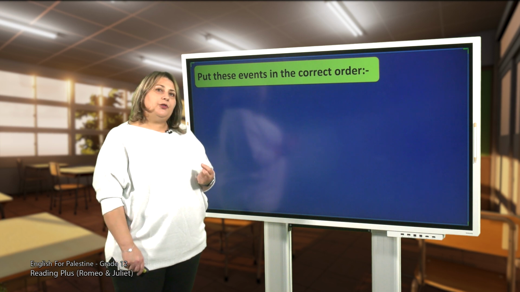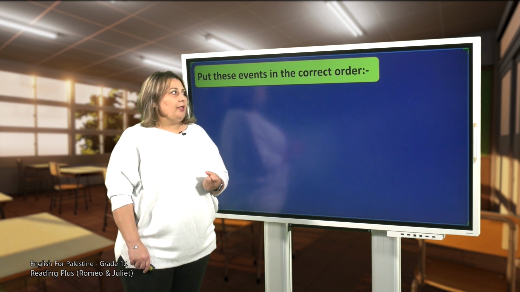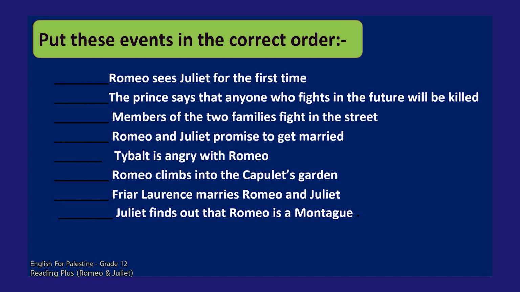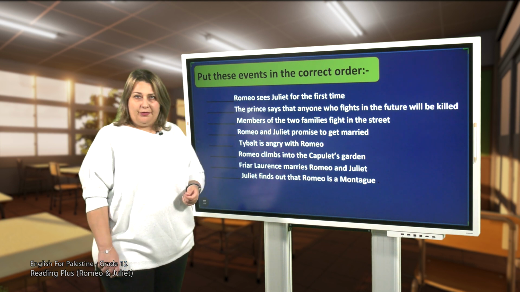Now, you're going to do an activity for us, and this is going to be about the events of the play of William Shakespeare, Romeo and Juliet. So, put these events in the correct order. Romeo sees Juliet for the first time. The prince says that everyone who fights in the future will be killed. Members of the two families fight in the street. Romeo and Juliet promise to get married. Tybalt is angry with Romeo. Romeo climbs into the Capulets' garden. Friar Lawrence marries Romeo and Juliet. Juliet finds out that Romeo is a Montague. So, you will have 2 minutes to put them in the correct order.